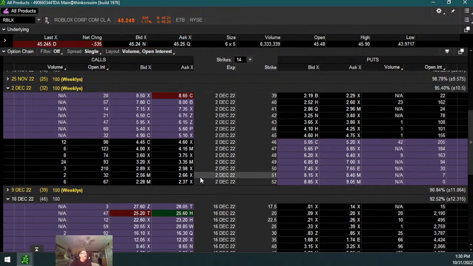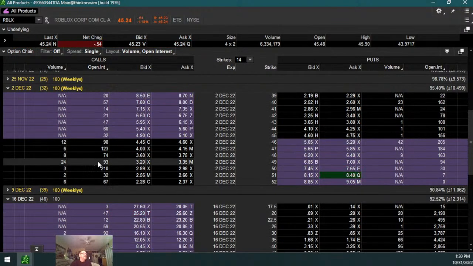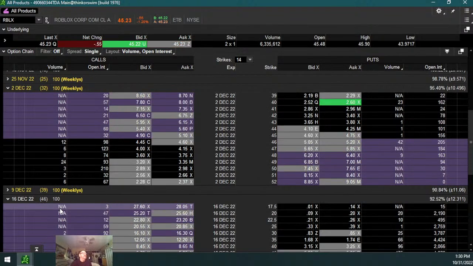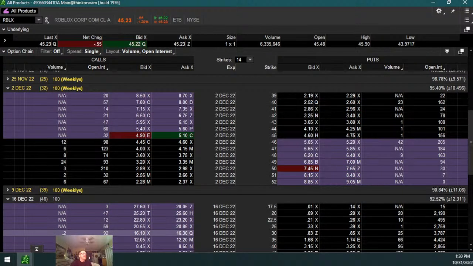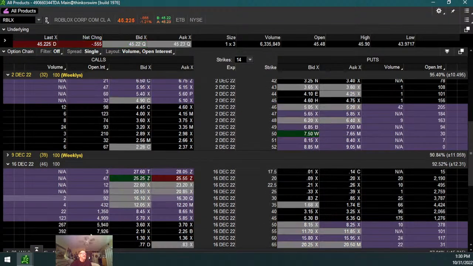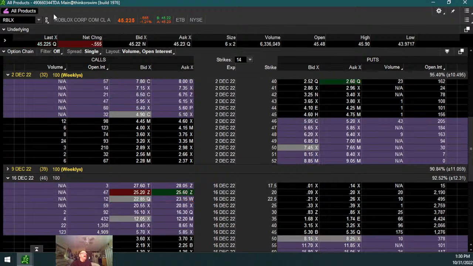So you've got to be very careful that when you get into a contract, you are able to get out of it. You see the interest here? There is none. There's no volume on these. There's no volume here, and there's very little open interest here. So you could end up getting stuck with that stock.